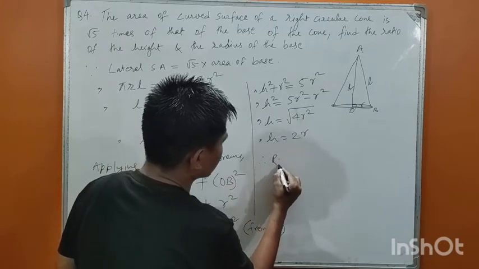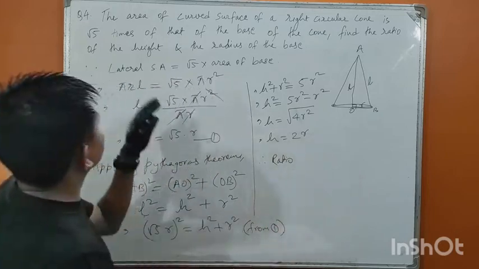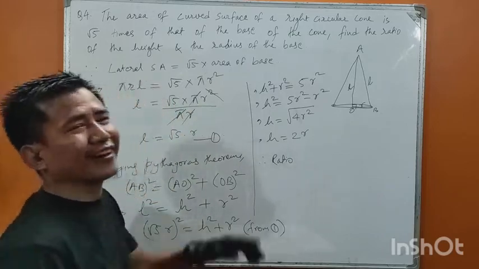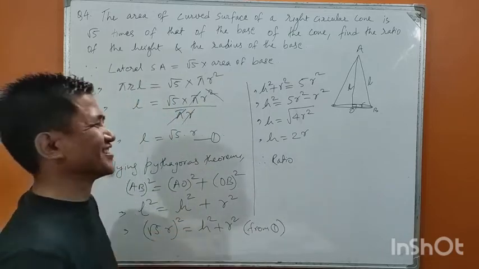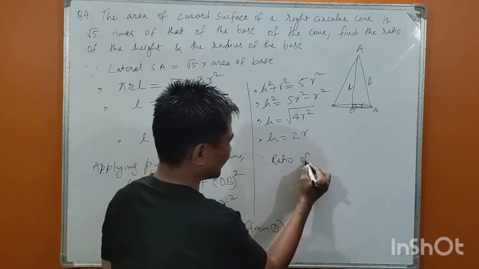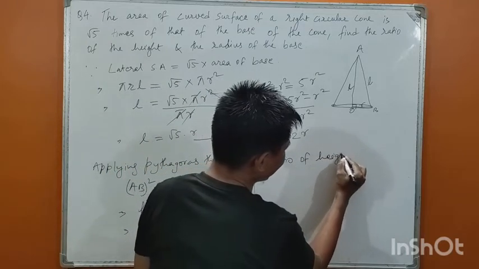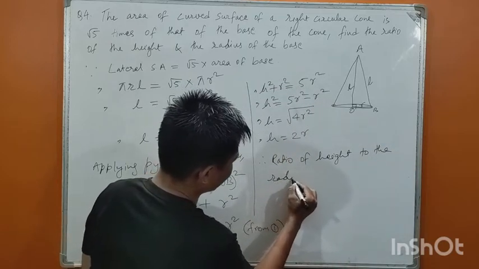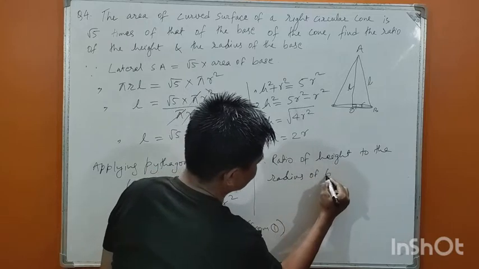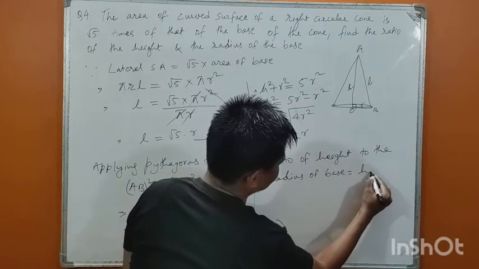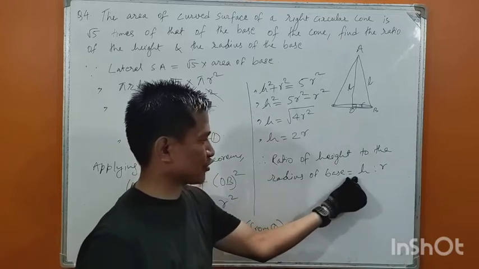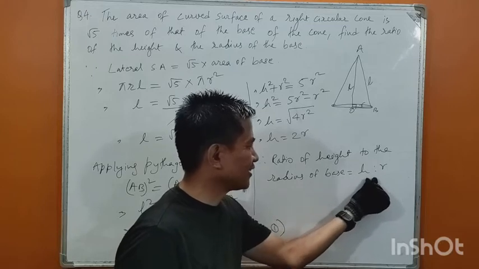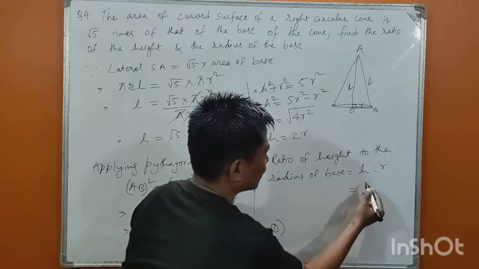Therefore, we are asked to find the ratio of the height to the radius of its base, isn't it? Radius of its base. Ratio of height to the radius of its base. The ratio is height is to radius: H is height, radius is R.